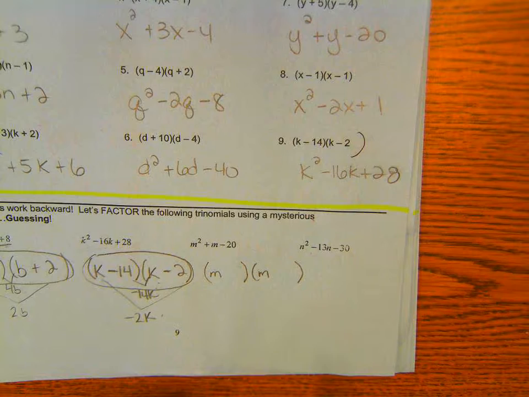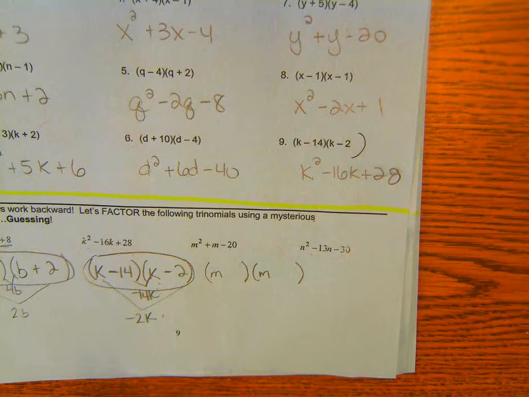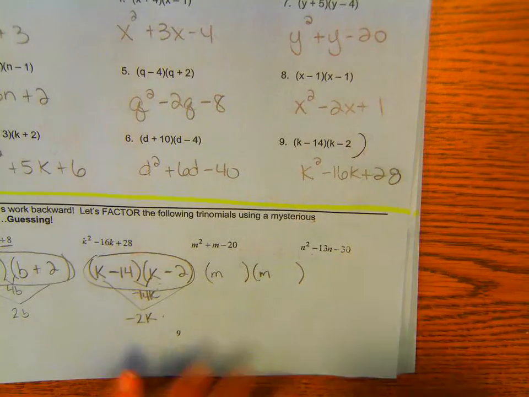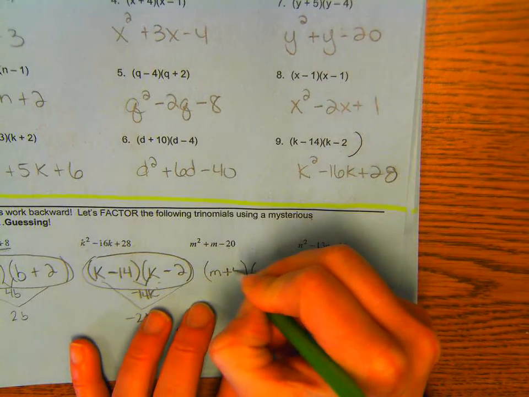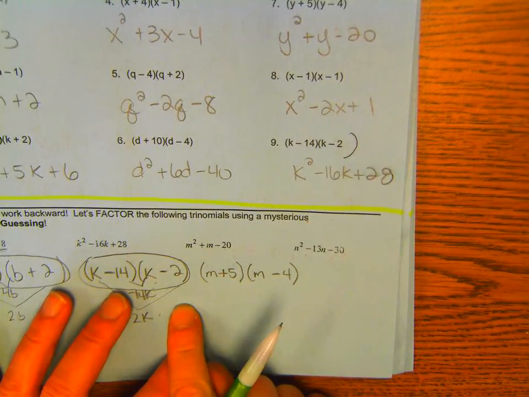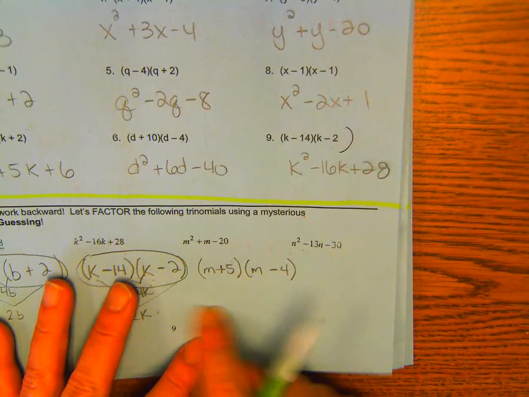Now in this one, we get a -20 for the last. That means one of them has to be positive and one has to be negative, right? So we need a positive and a negative number. The options are 2 and 10, one positive, one negative, 1 and 20, or 5 and 4. What did you pick, Christy? Okay, she picked +5 and -4. And by the way, if you wrote the m - 4 first, that's fine. That order doesn't matter.